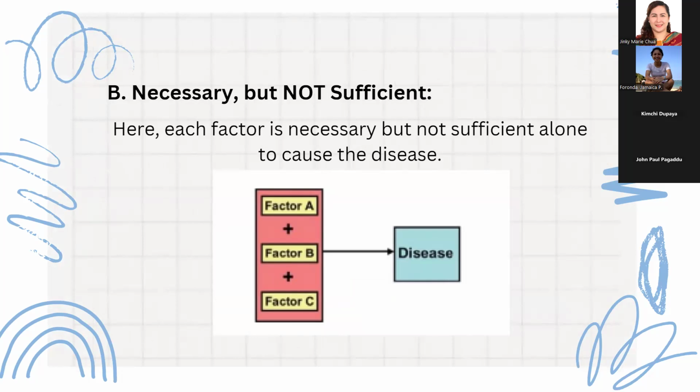The second one is the necessary but not sufficient. Here, each factor is necessary but not sufficient alone to cause the disease. Kailangan pero hindi sapat. Dito po, kailangan natin ng multiple factors para mag-occur yung disease. For example, sa lung cancer, hindi lang po isang factor ang kailangan. Example is yung heavy smoking, genetic predisposition, and environmental factors. Pag pinagsama-sama po ito, pwede pong mag-occur yung lung cancer. Next po.